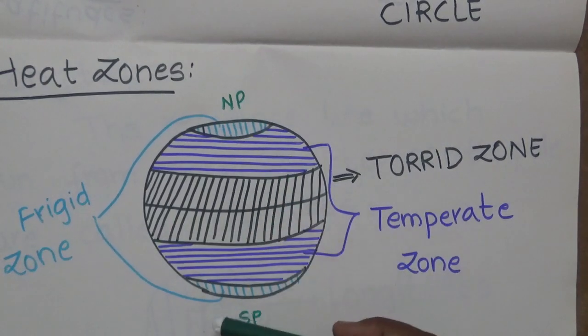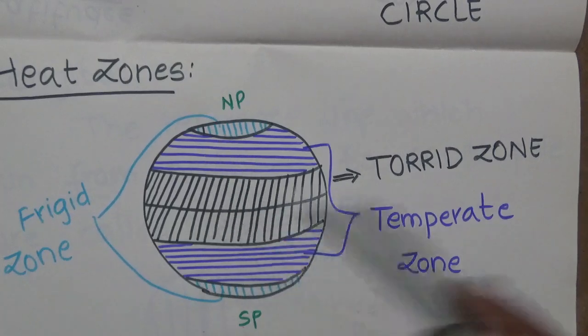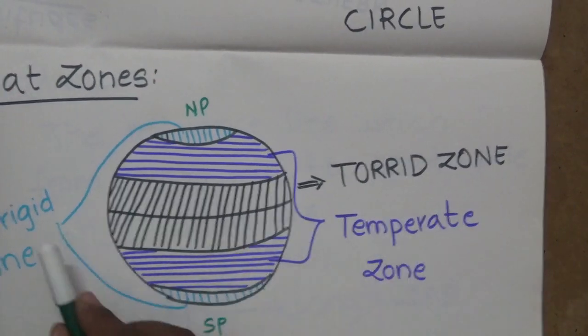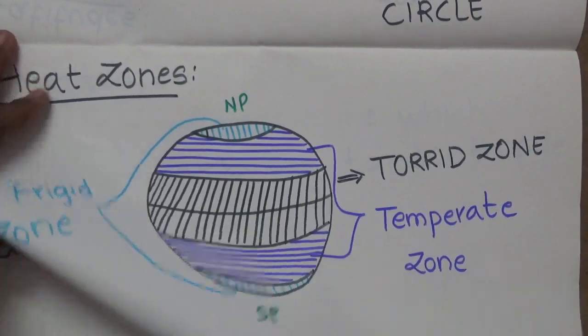We'll study more about these poles in the next upcoming chapters. Now, is that clear? Are the torrid zone, temperate zone and frigid zone clear to you?